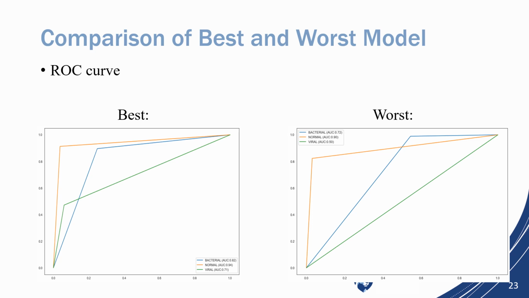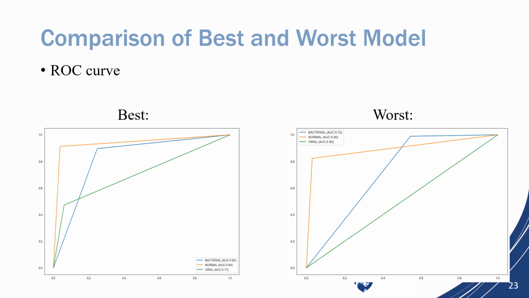Now we look to the worst model ROC plot. We can see that when it comes to the normal class, the model can still differentiate it pretty well, even though it's not as good as the best model, with a score of 0.90. The curve also tends to lie towards the edge.